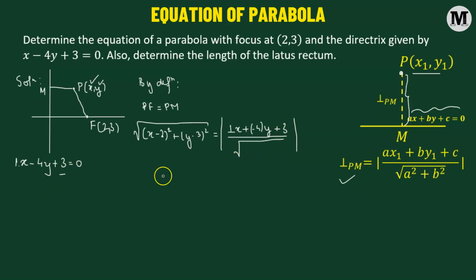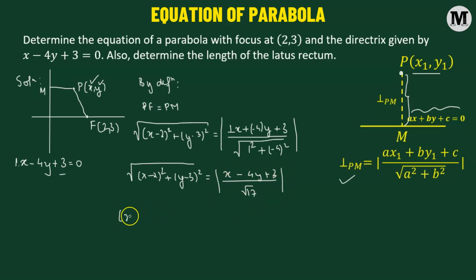This will be divided by the square root of the sum of the squares of the coefficients of x and y. Let's further simplify. This is going to give us the square root of (x minus 2) whole squared plus (y minus 3) whole squared equals the absolute value of x minus 4y plus 3 divided by the square root of 17. What we'll do, we're going to square both sides. Squaring both sides gives us (x minus 2) whole squared plus (y minus 3) whole squared equals (x minus 4y plus 3) whole squared divided by 17.